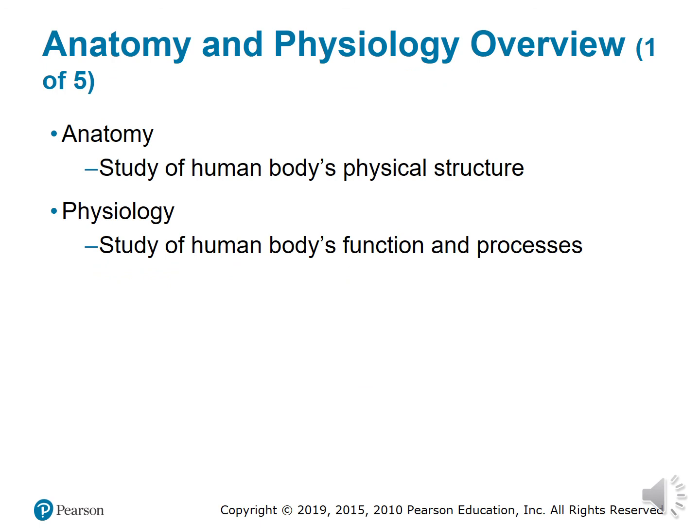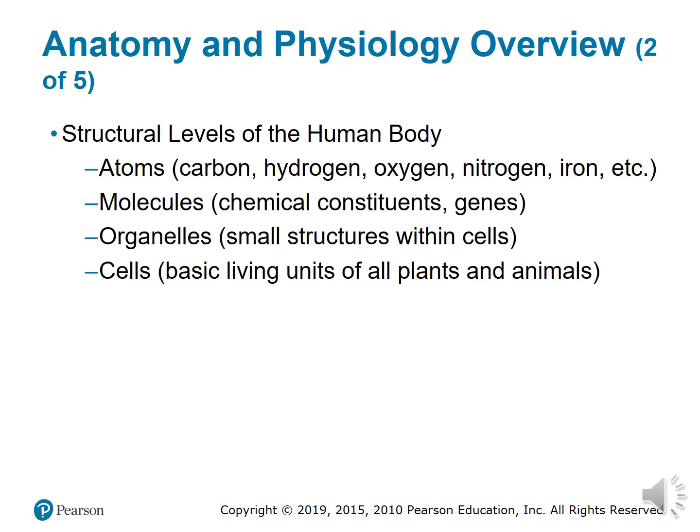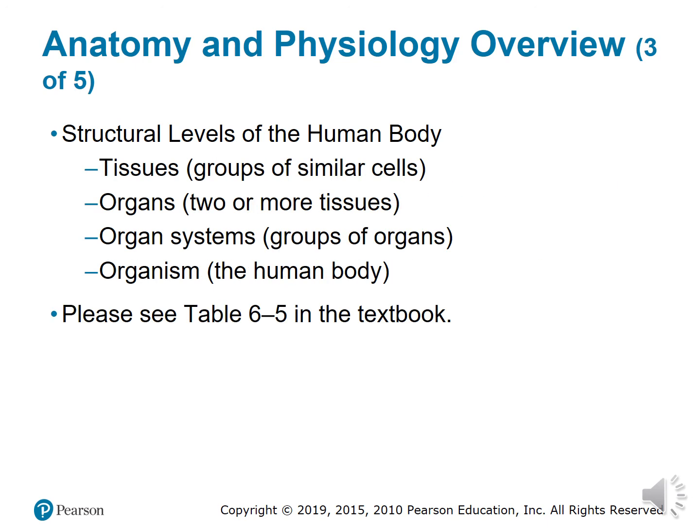Anatomy is the study of the human body's physical structure. Physiology is the study of the body's functions and its processes. Structural levels of the human body: atoms, which are carbon, hydrogen, oxygen, nitrogen, iron, etc. Molecules, or chemical constituents, genes, organelles, small structures within a cell, cells, the basic living units of all plants and animals. You have your tissues, groups of smaller cells, organs, two or more tissues, organ systems, a group of organs, and organisms, the human body.